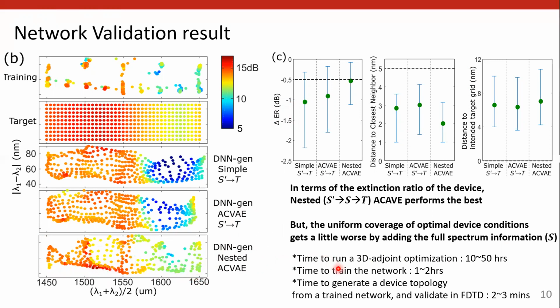As a side note, it takes about a day or two to run the adjoint method for each of these points. And once we complete this training data set, it takes about 1 or 2 hours to train each network. And it takes only 2 to 3 minutes to generate a device topology and validate it in FDTD. So if you're targeting a bunch of different target wavelength spec devices, this method can save you some time.